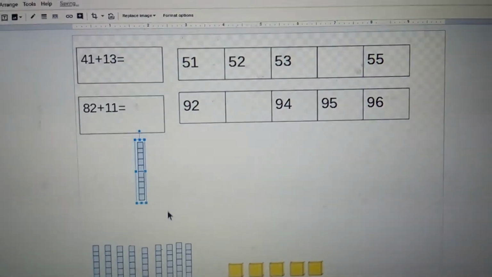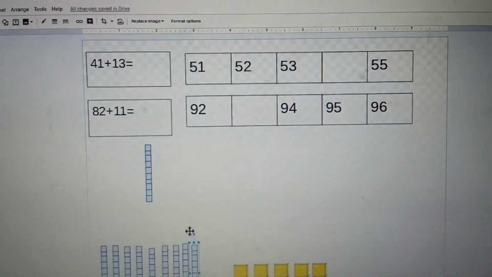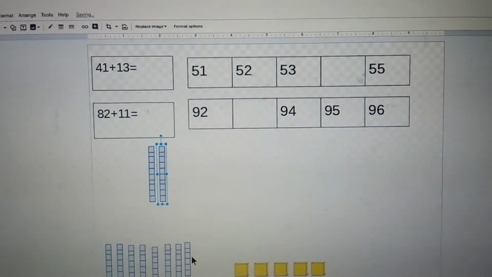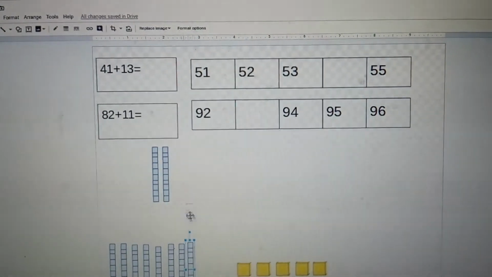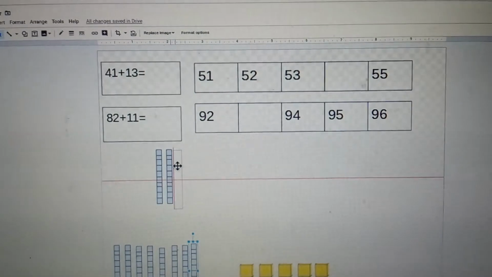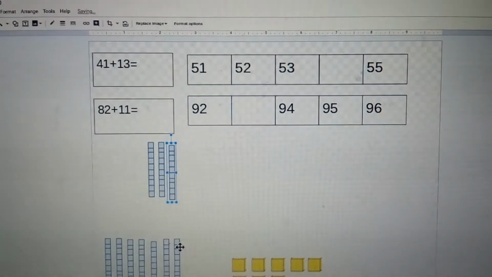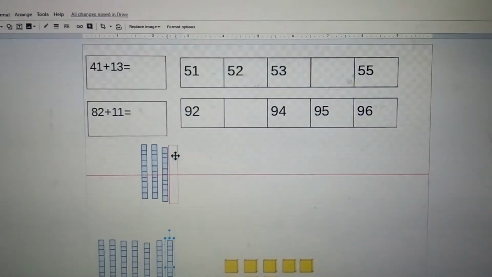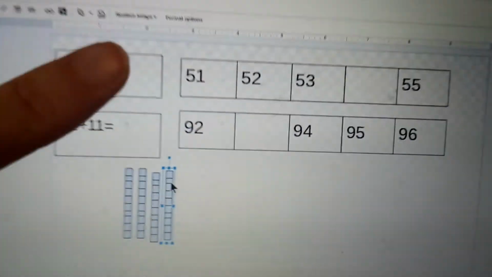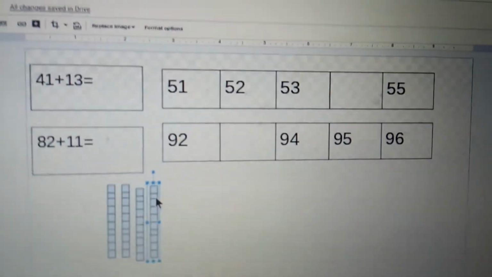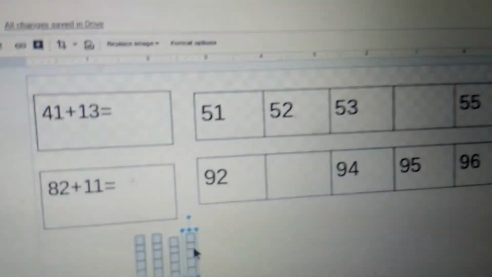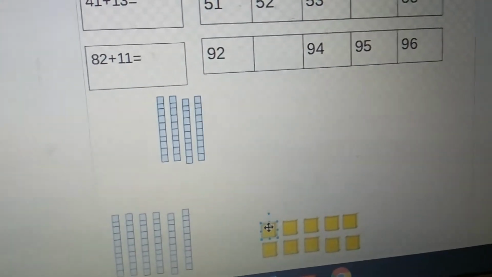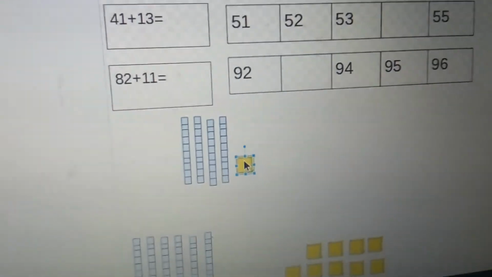10, 20, 30, and one more, 40. There we go. Now I'm not done because look in my ones place. You see I have a 1 there. So I'm going to go down to my units and pull up 1 unit. 1. Okay, that's one number.